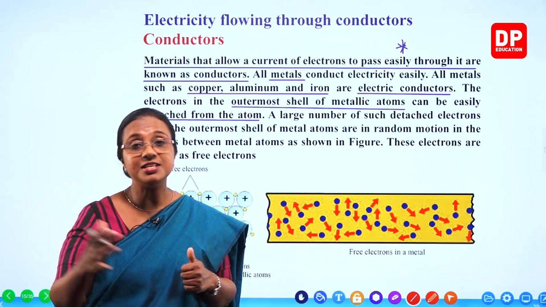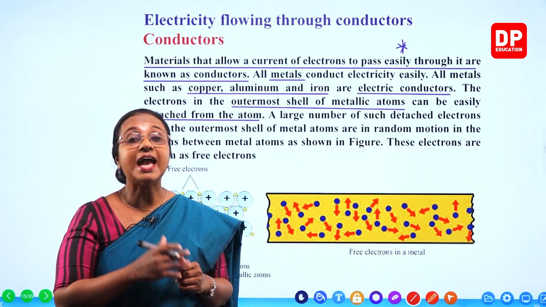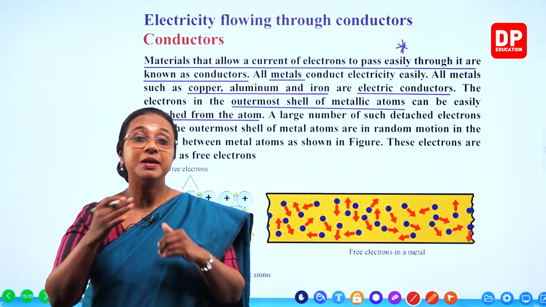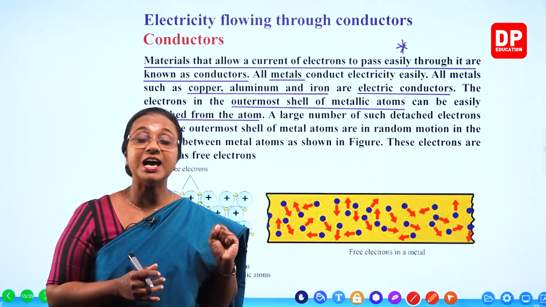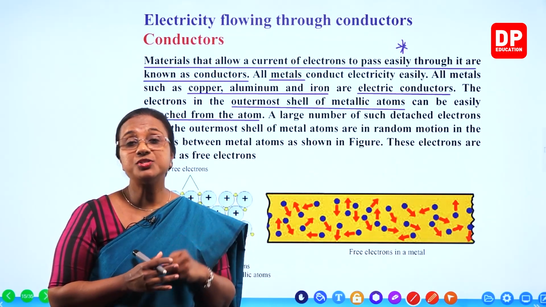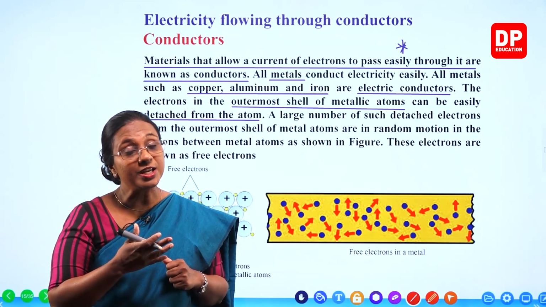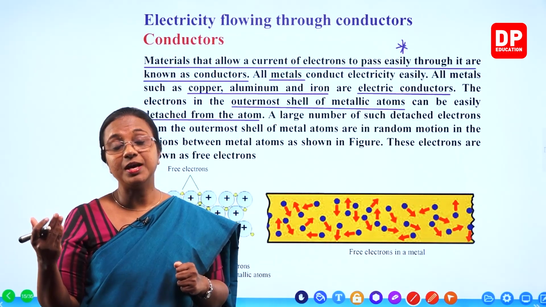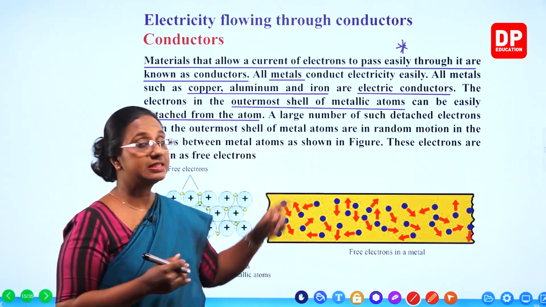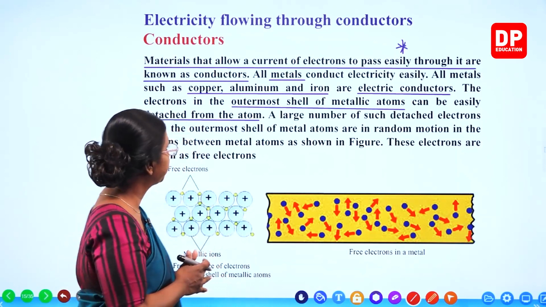So they are arranged in shells, and the electrons in the outermost shell can be detached easily because they are far away from the nucleus. Usually there is an attraction between the positively charged nucleus and the electrons. So that is why usually it is difficult to remove the electrons from an atom. But here in metals, the outermost electrons can be detached easily.